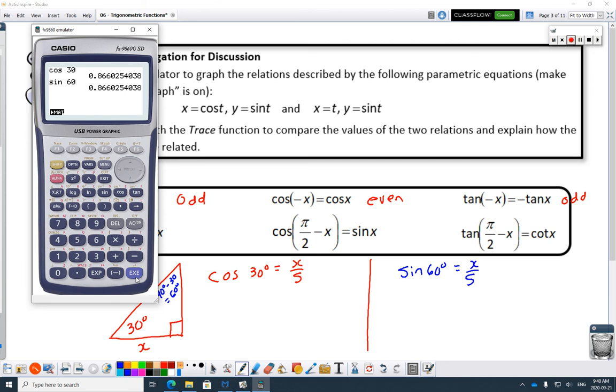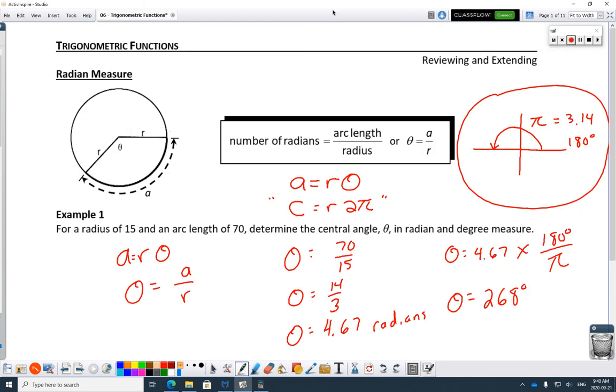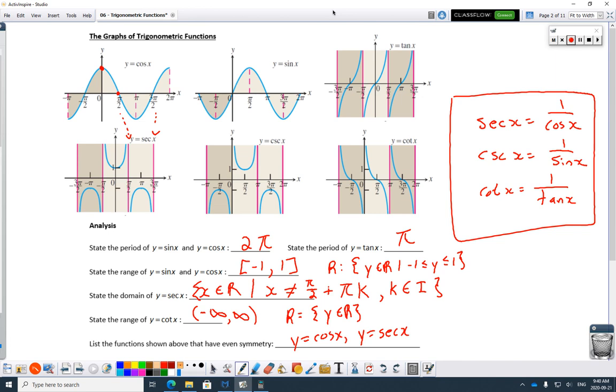Take a look at the graphs. Cos of 30 is in here somewhere. See about there, 0.866. Sine of 60 is right about there. Oh, 0.866. Sine and cosine are the same graph. That's the big conclusion we're going to get to. The only thing that's happened is they've shifted it left or right.